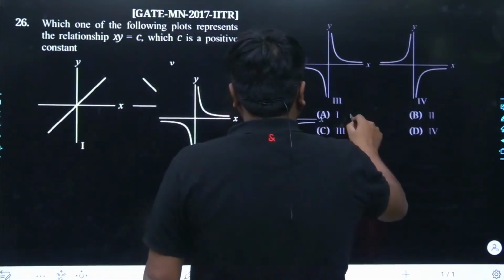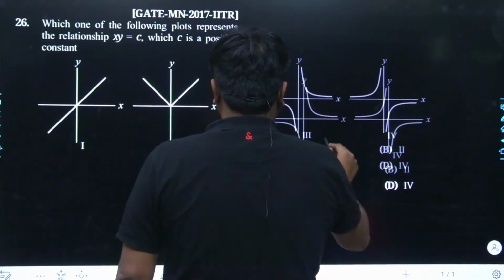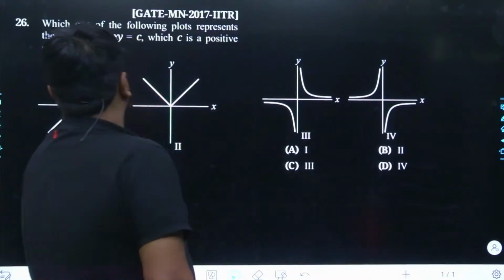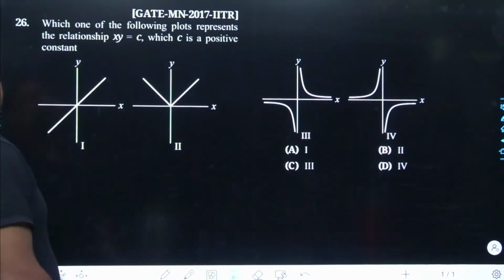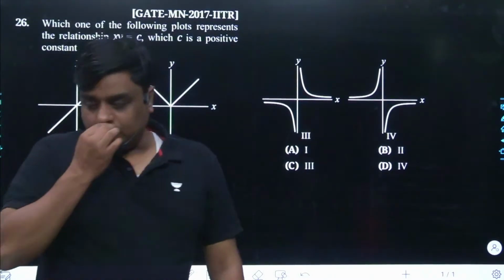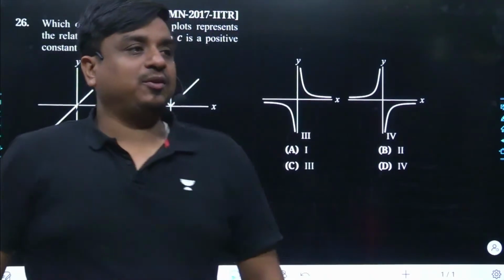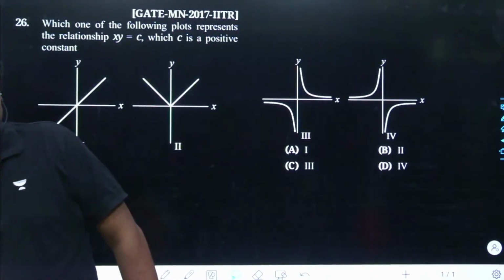Read this problem carefully and tell me what could have been the best most answer for this given question. See what the problem states. Which one of the following plots represents the relationship between xy is equals to c, where c is a positive constant? For each and every question, I am going to give you a 3 minutes span of time. So your 3 minutes starts now.